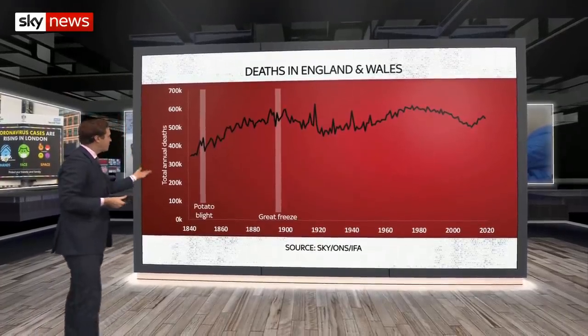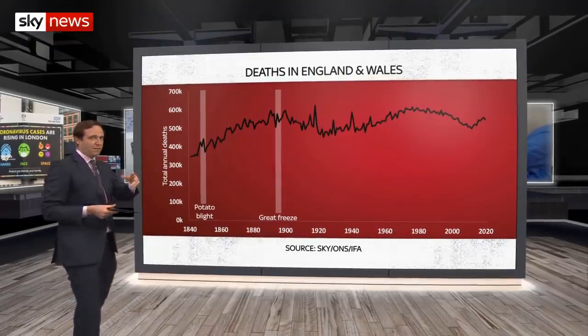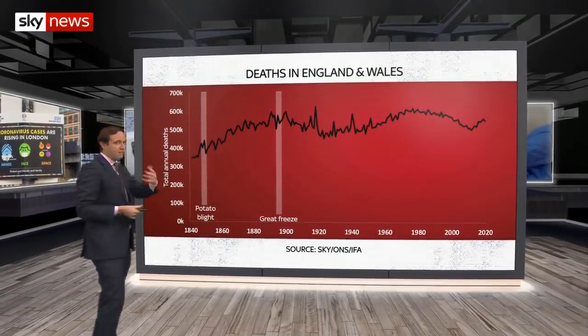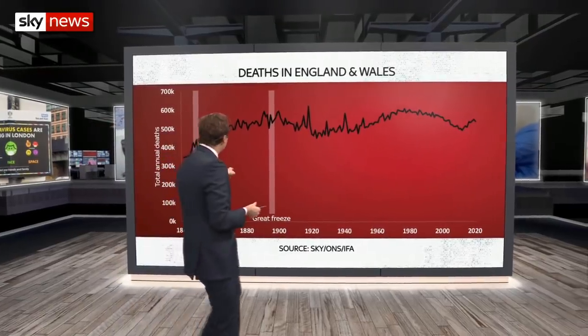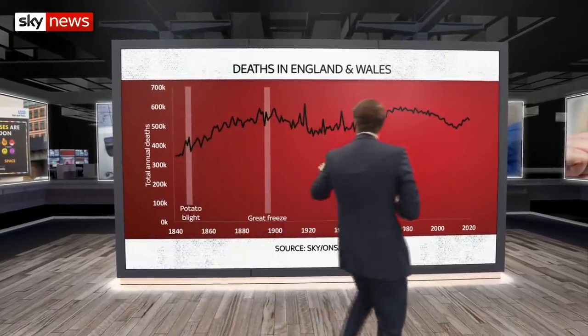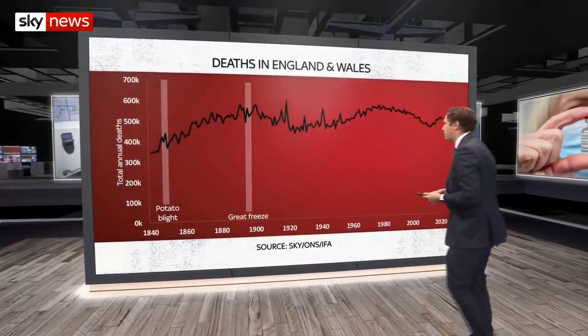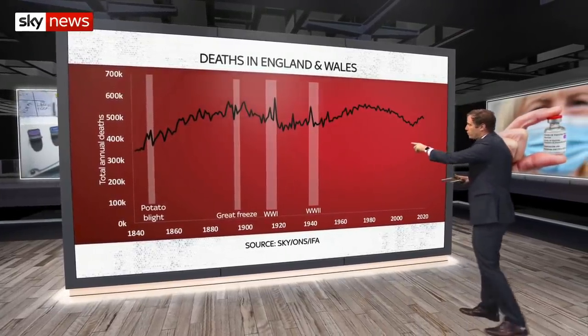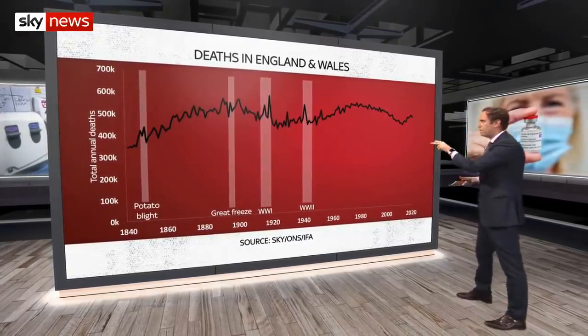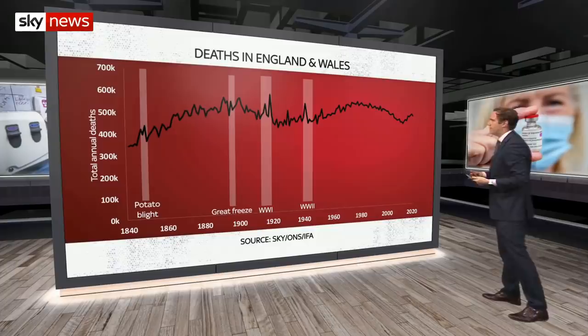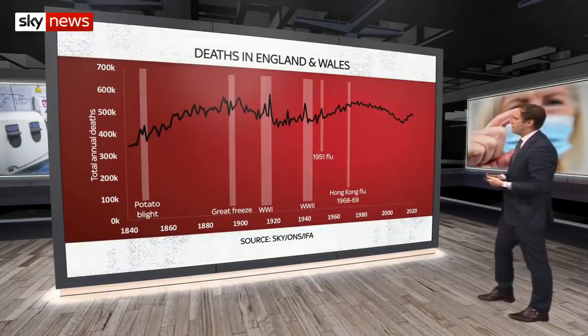So, for instance, the potato blight of the 1840s, the potato famine, of course, in Ireland, but it affected much of Europe as well, including parts of England. The Great Freeze of 1895, a very cold winter, caused very high levels of death too. You've got World War I and World War II, obviously, high levels of mortality. We're talking about civilian mortality, I should say here, rather than military deaths. But nonetheless, you've got higher levels of mortality in those periods as well.